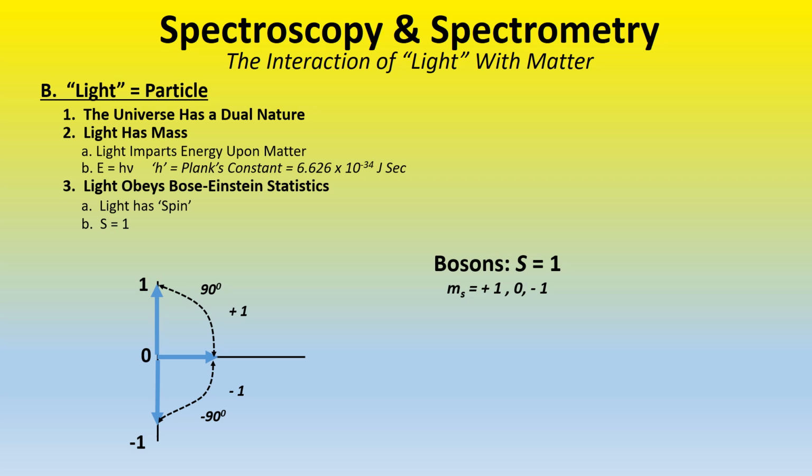Interestingly, these 3 spin values are seen in real life, where +1 and -1 represent oppositely polarized light, and a spin of 0 is the combined unpolarized light.